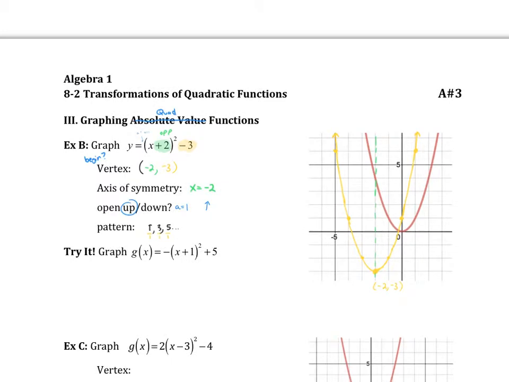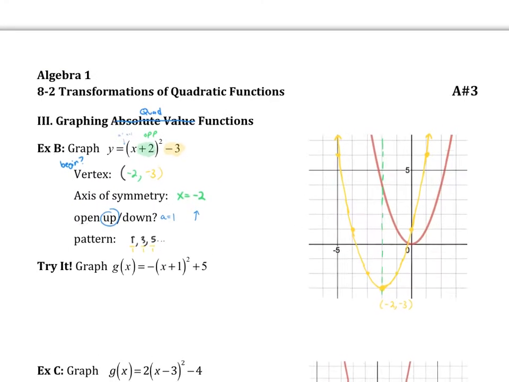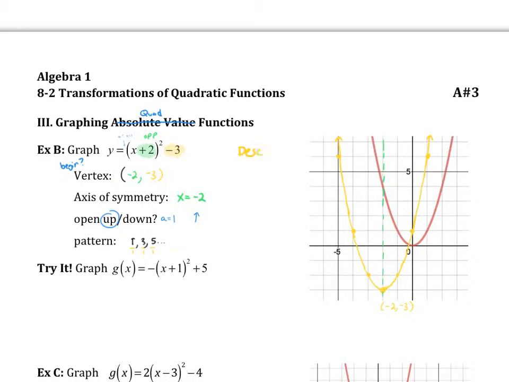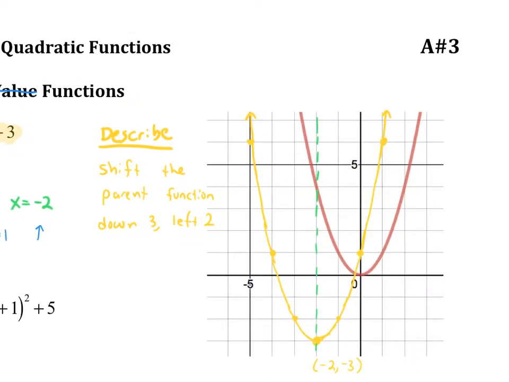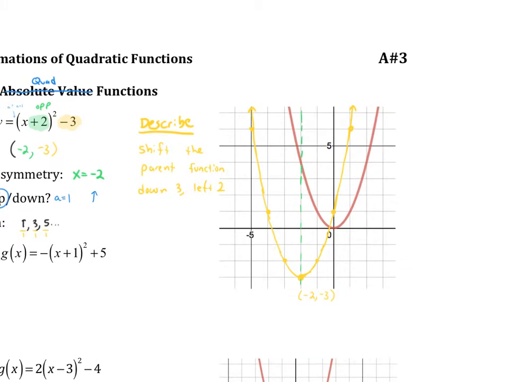And there we go. If you were to describe this, let's use descriptive words. All we do is shift the parent function down 3 and left 2. And that's it. There's no stretching and there's no flipping. So if you were asked to describe, all we're doing is taking the exact same function, the graph, and we're just moving it to a new place. And we're not stretching it, no rubber banding, no flipping, or anything like that.